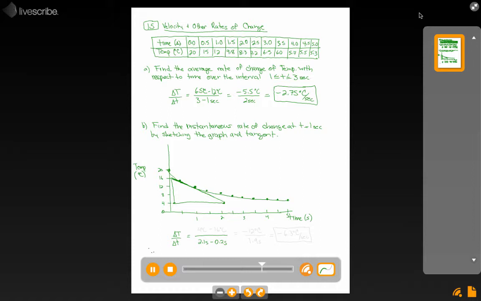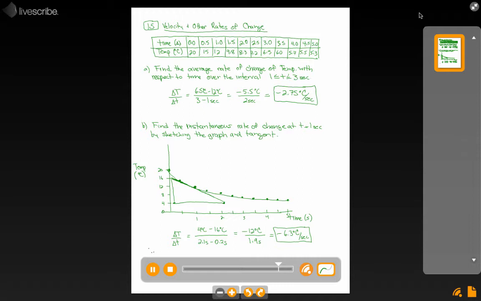Now my temperature ends up at about 4 degrees Celsius, and it started off at very close to 16 degrees Celsius. So I'm looking at a drop of 12 degrees Celsius, negative 12, divided by 1.9 seconds. You can grab a calculator and figure out what negative 12 degrees Celsius divided by 1.9 seconds is, and you're looking at a little bit more than 6 degrees Celsius per second. Negative 6.3 degrees Celsius per second is approximately my instantaneous rate of change at time equals 1 second.